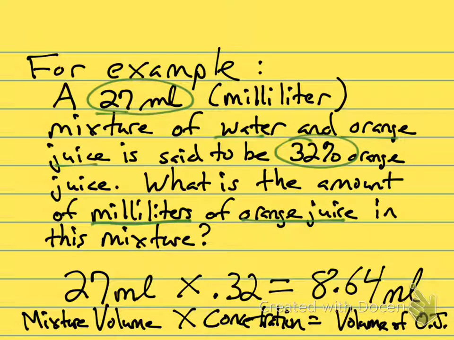In order to find this volume of orange juice, we would take the volume of the mixture, and this was the water and the orange juice, times the concentration of the orange juice to tell us the exact volume of orange juice in that mixture. So from the 27 milliliters, 8.64 milliliters is orange juice. This is an example of the fact that we use with types of mixture problems.